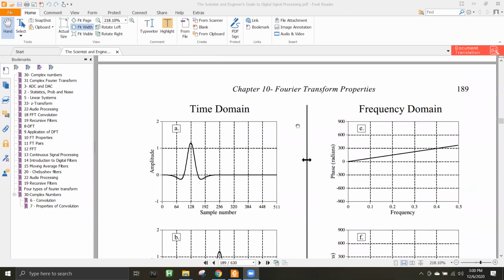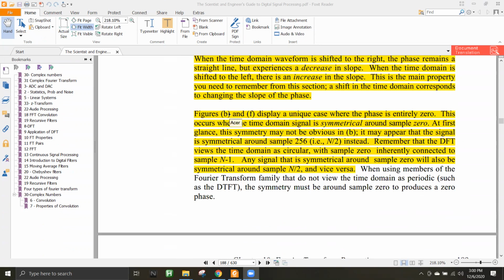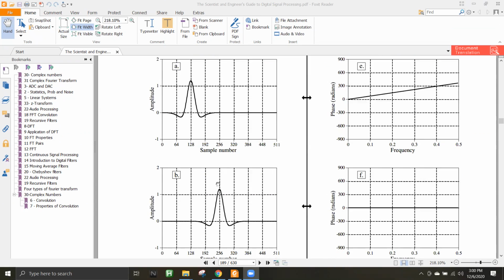So now the question is, how do we know that we would get a horizontal line phase for such a signal? The figures B and F display a unique case where the phase is entirely zero. B is the corresponding time domain signal and F is the corresponding frequency domain phase. Here we are only showing the phase, not the magnitude. Notice that we are seeing a zero phase, a horizontal line phase.